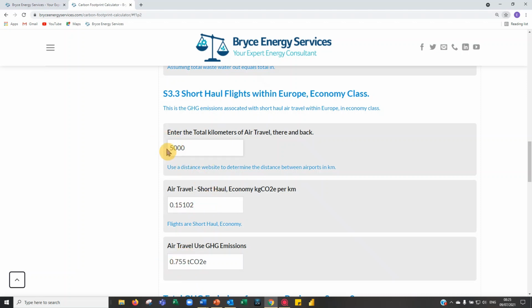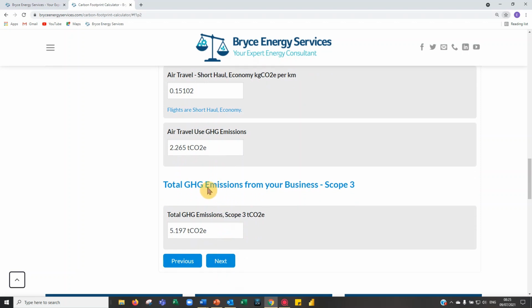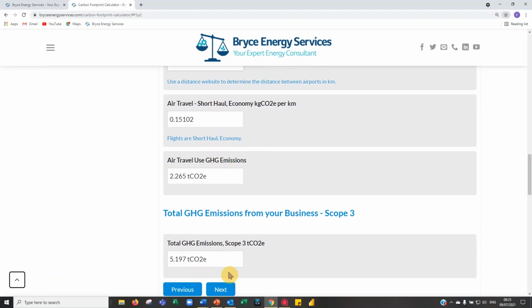I might increase that a bit. Let's say there's a lot of flying, so 15,000 kilometers gives 2.65 tons CO2. That gives us a total greenhouse gas emissions for scope 3 of 5.1 for those items.